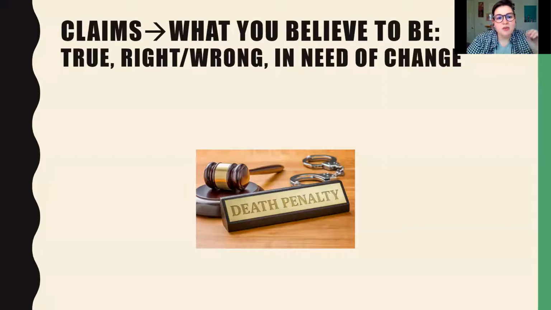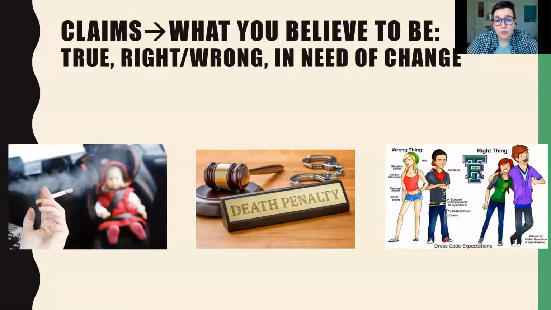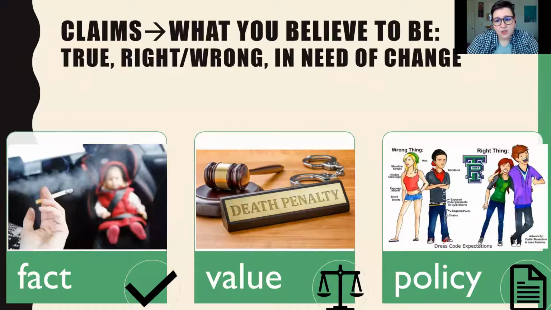So initially, in making your claim, what you believe to be true, what you believe to be right or wrong, moral or immoral, what you believe to be in need of change or in need of staying exactly the way it is, we have to make a specific proposition, of which there are three predominant types. So there are propositions or claims of fact, value, and policy. If you make an assertion or a claim of fact, you are arguing that something is a truth. Now, I want to clarify, you're not saying that something is a fact because it is accepted to be a fact. You are still making an argument by making a proposition of fact.